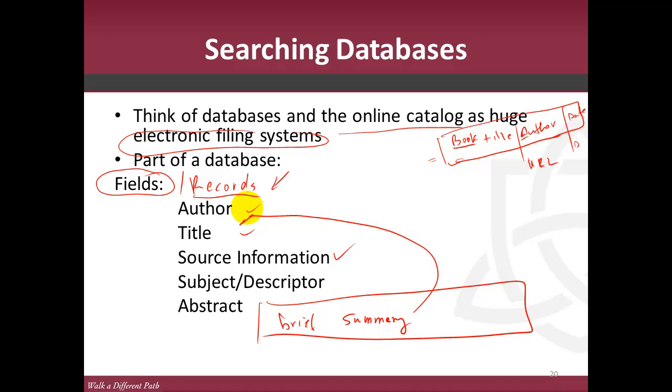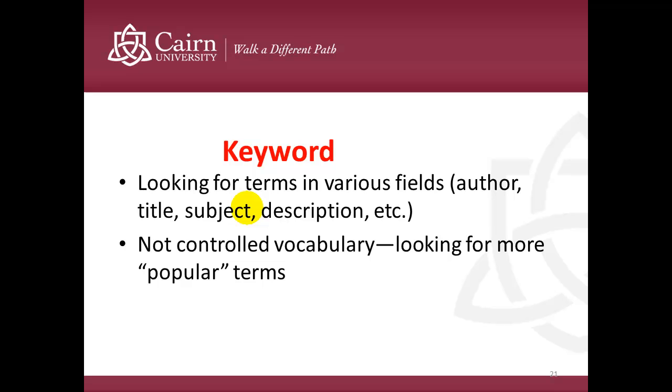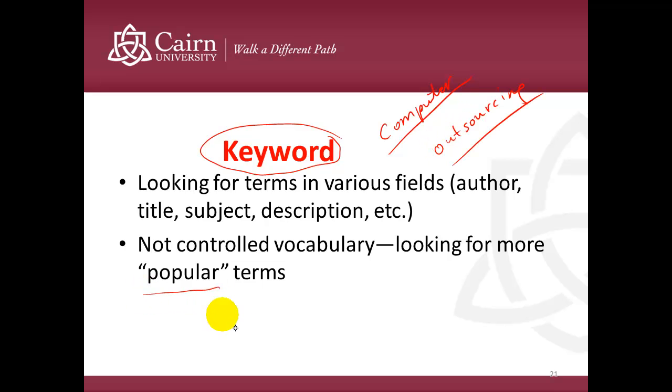So the concept here is that you're searching databases. Now when you search databases, you'd search most of the time by keyword. By keyword, what that means is that just like when you go on Google and you search for the word computer, that's a keyword that you're searching. If you're studying the impact of outsourcing in the United States, then probably your keyword in this case would be outsourcing. So look for the specific terms in your topic when you're doing your research.